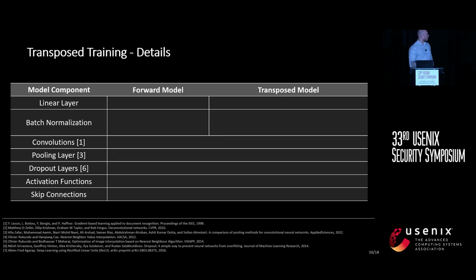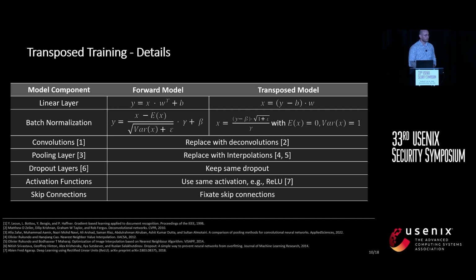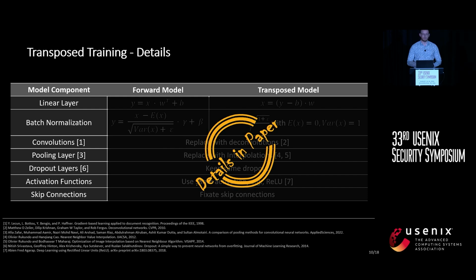The details for doing the transposed training have to be done on a layer-wise basis, so each layer has to be reversed from the transposed side. For some layers, like linear layers and batch normalization layers, we could come up with formulas that just reverse the action. For other layers, like convolutional and pooling layers, there are works that care about exactly this problem, how to reverse this action. We use these works here, and if you want to see more details about that, you can go to the paper. For now, consider that it's possible to create a transposed model.